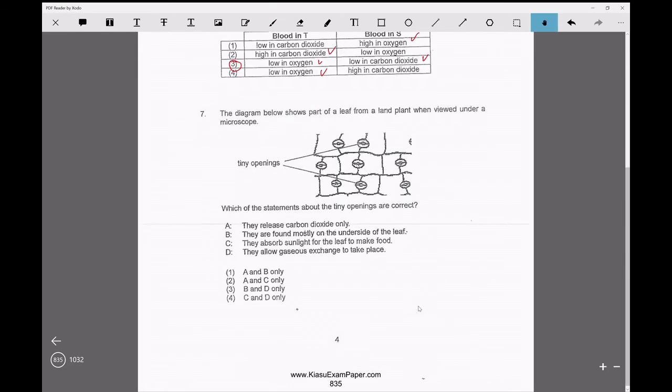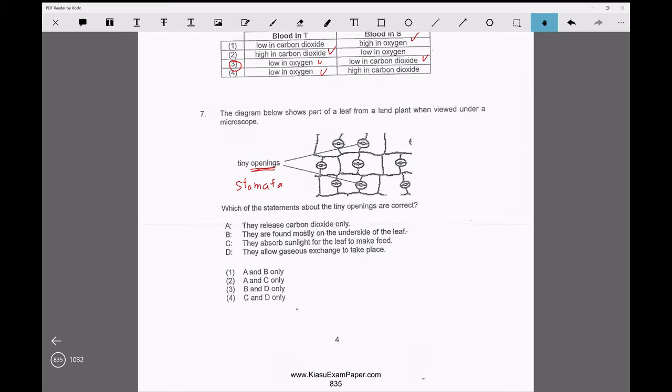These tiny openings are not your chlorophyll or chloroplast, please. These openings are your stomata. They have the ability to open and close to decide how much oxygen and carbon dioxide they want to give in and give out. For example, if the sun is very bright today, there's a lot of light, the stomata will open up so that you can take in more carbon dioxide to make more food with more light also.